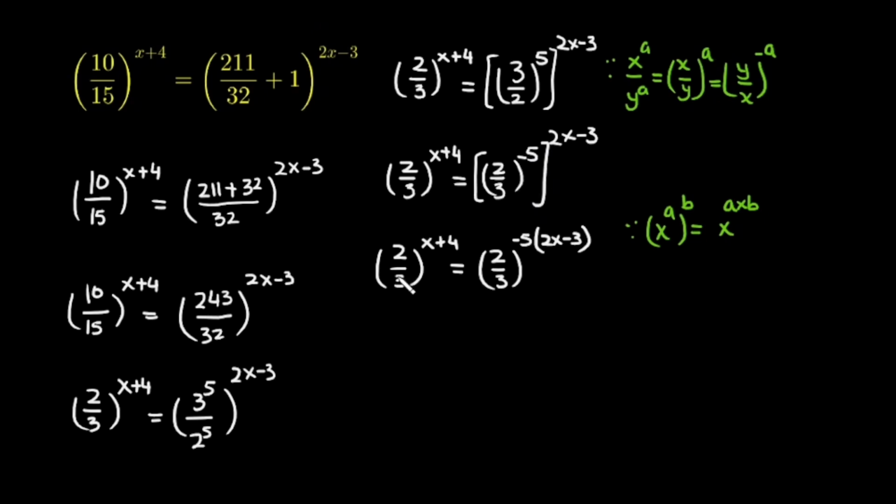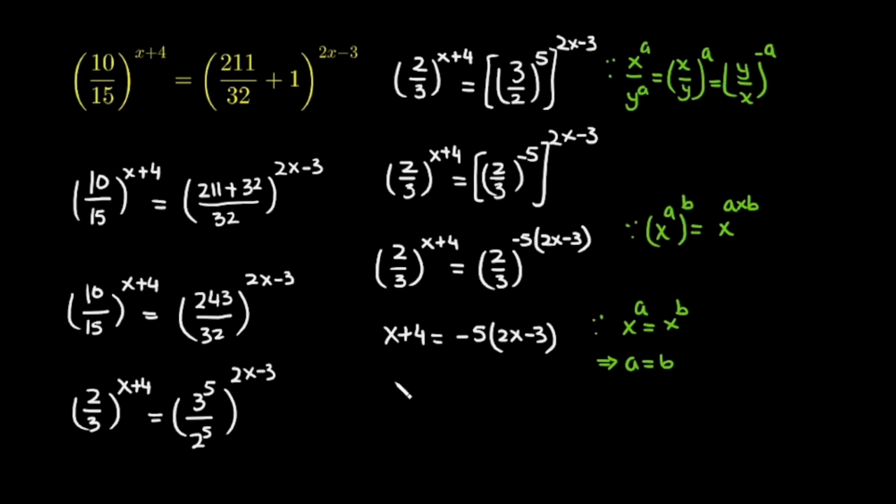So from this equation you can say that if bases are the same, you can equate the powers. So this is x plus 4 is equal to minus 5 times (2x minus 3), because of the property of the exponent: if x raised to the power a is equal to x raised to the power b, then a is equal to b. If bases are the same, you can equate the exponents.